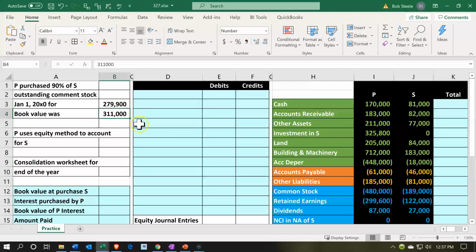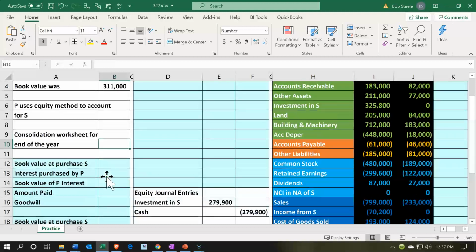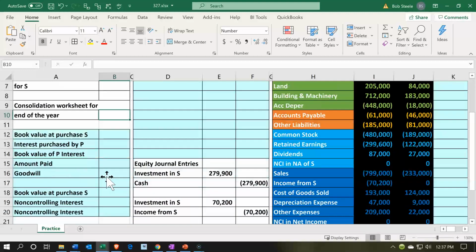P uses equity method to account for S. So P is going to account for S on their separate books using the equity method, which you would expect would be kind of like the normal method considering the controlling interest. And then we're going to have to consolidate and remove the investment, so we need to know what kind of method they use to make it easier to do the reversing or consolidation entry. Equity would typically be the method most often used, you would think. Consolidation worksheet for the year end, that's what we want to put together. Let's take a look at our little worksheet down here first.